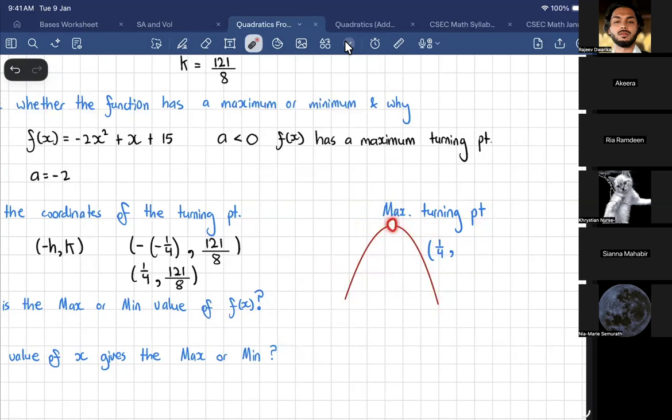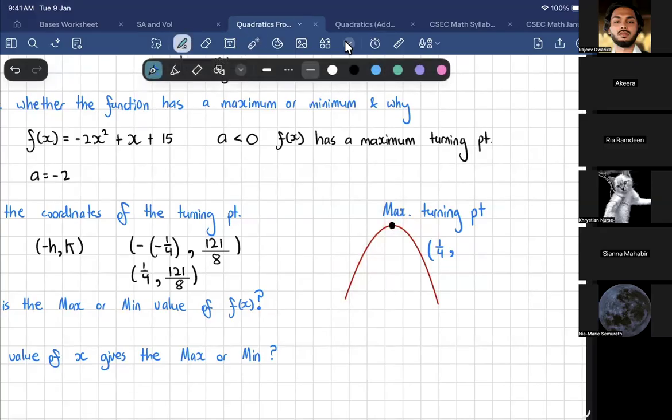So if they ask you what is the gradient at the maximum or the minimum turning point, all you say is 0. So it would be a quarter and 121/8. Lovely. Could somebody tell me what the x value would be? A quarter. What is the y value? 121/8. Perfect.